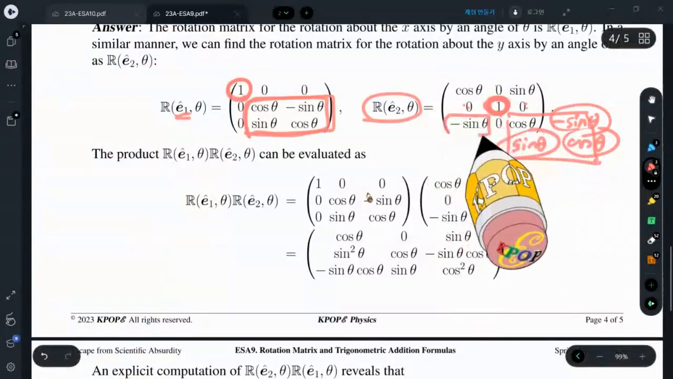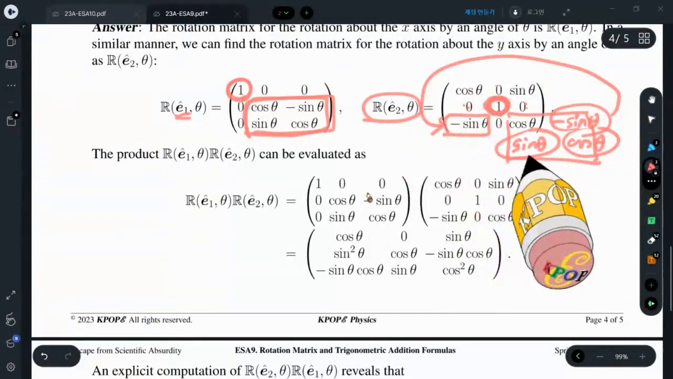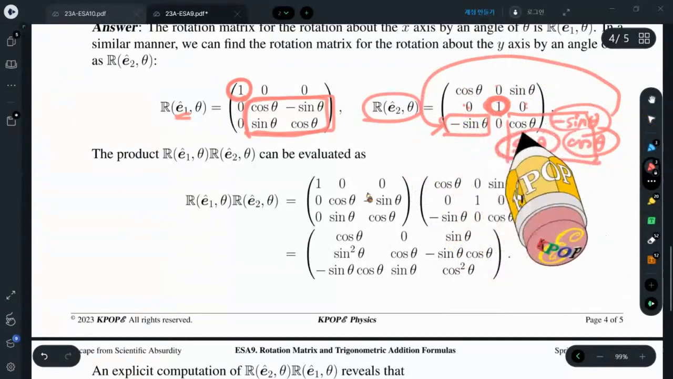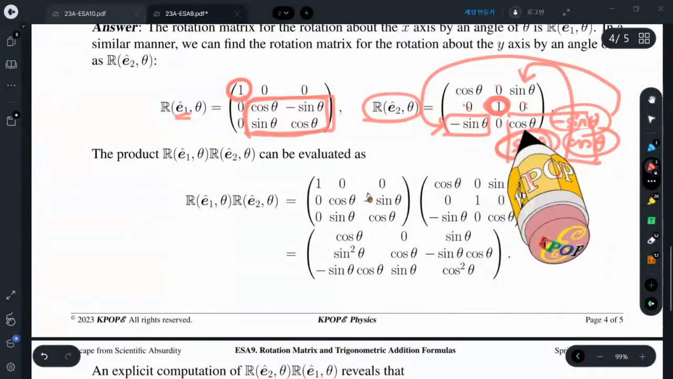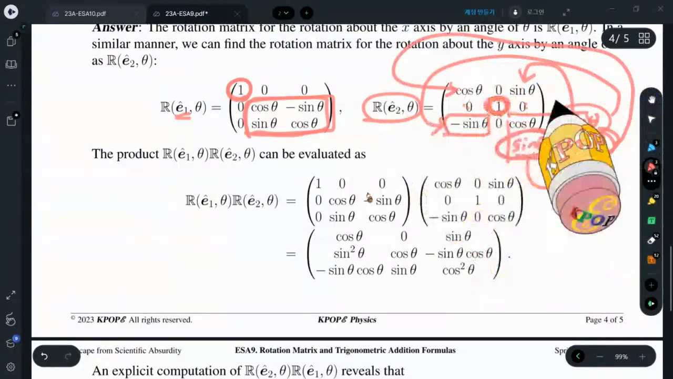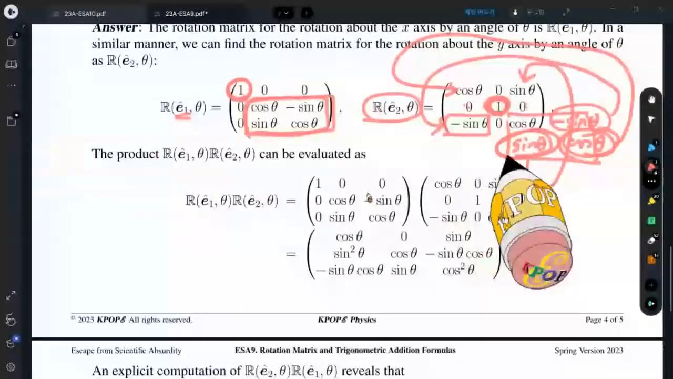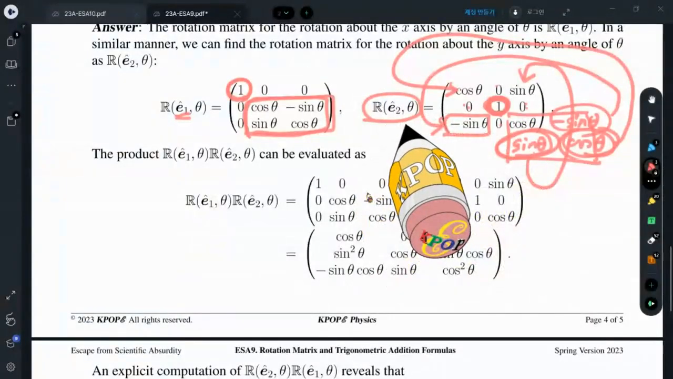There is a place here, this empty place. I move this one to here. And then this one, where should I put it? This one should be moved in here. And this one is moved there. Therefore, I can construct the rotation matrix about the y-axis.